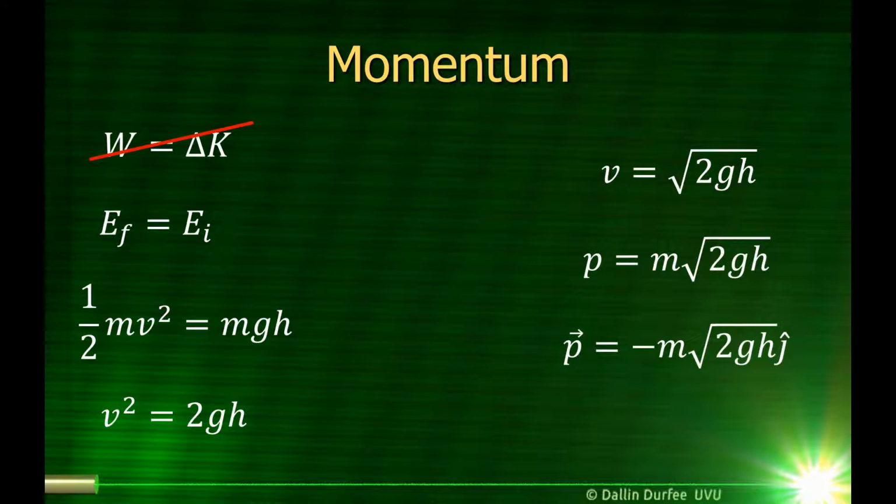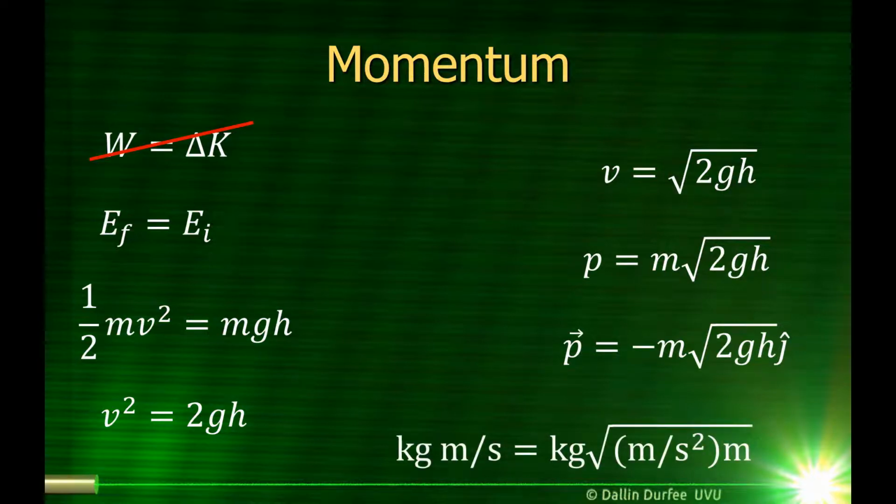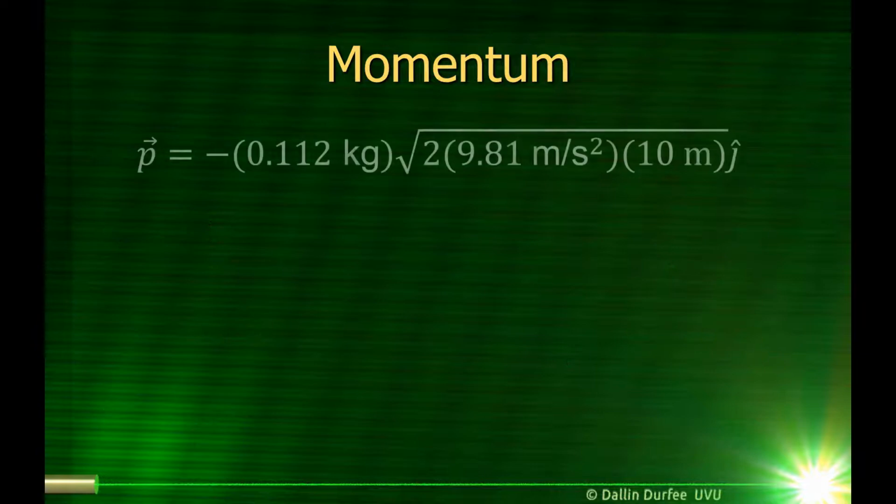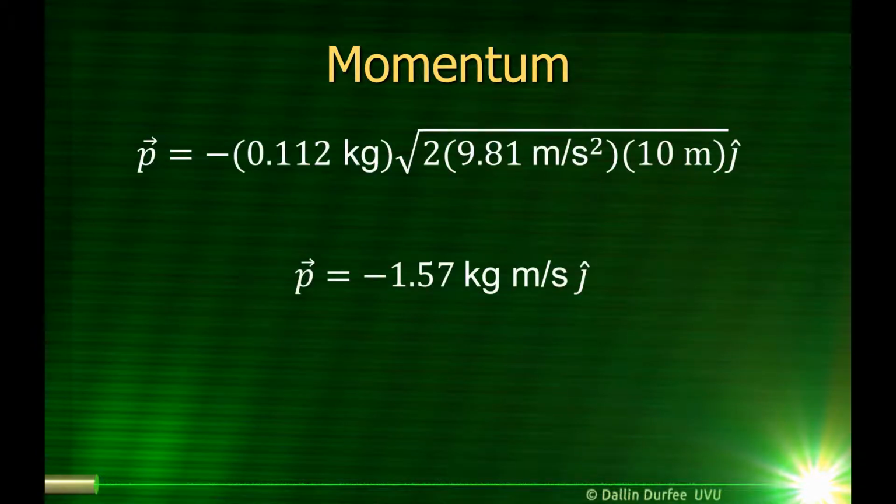Now quickly let's check our units, make sure we did this right. The units of momentum are kilograms meters per second, and what we have are units of kilograms times the square root of meters per second squared times meters. That's meters squared per second squared. Take the square root. Everything works out. Okay, so then we plug numbers in, and we find that the momentum of the phone is negative 1.57 kilograms meters per second in the j hat direction.